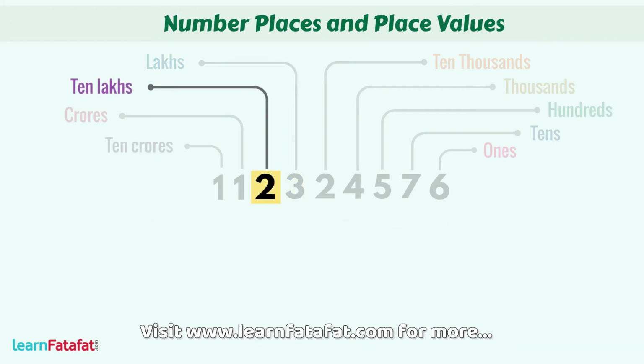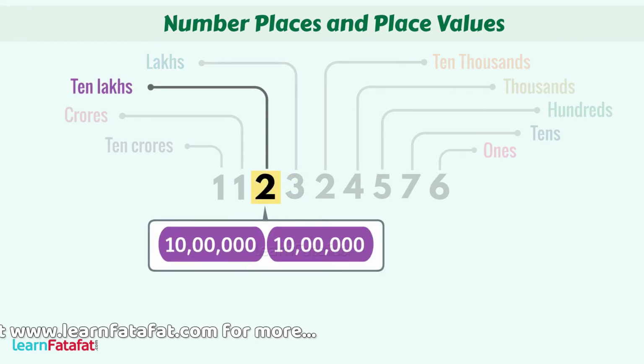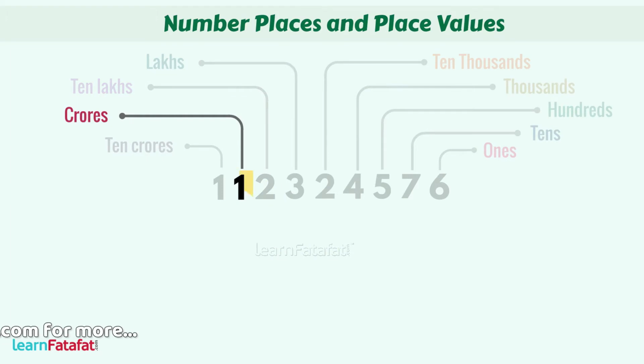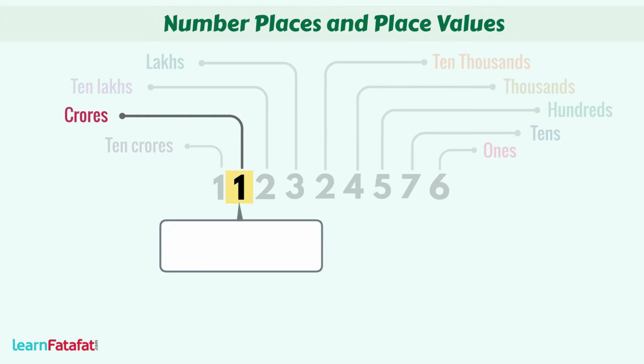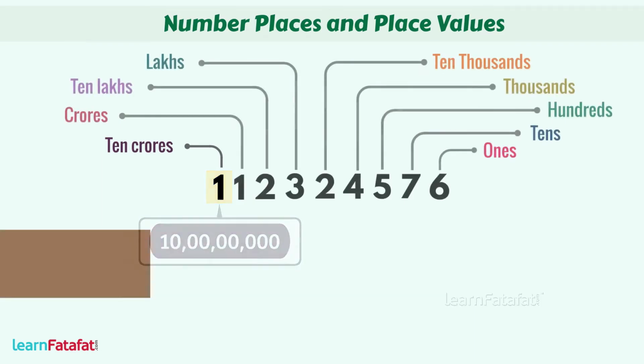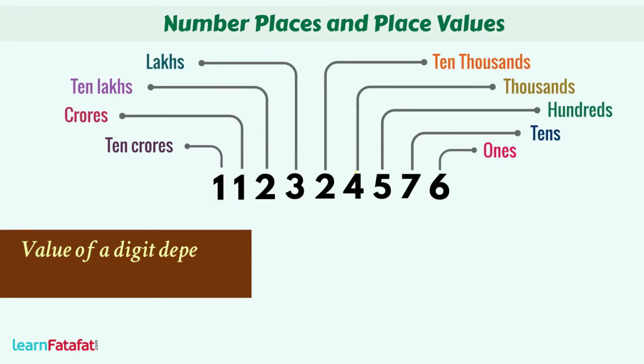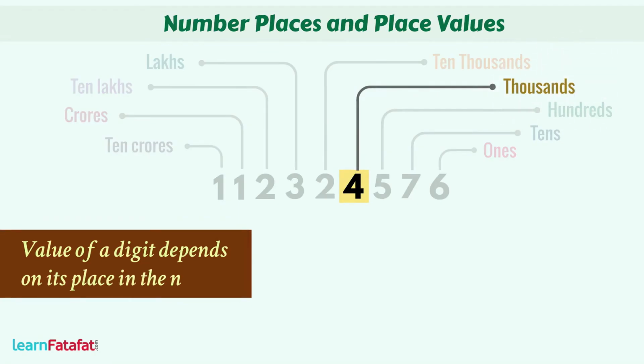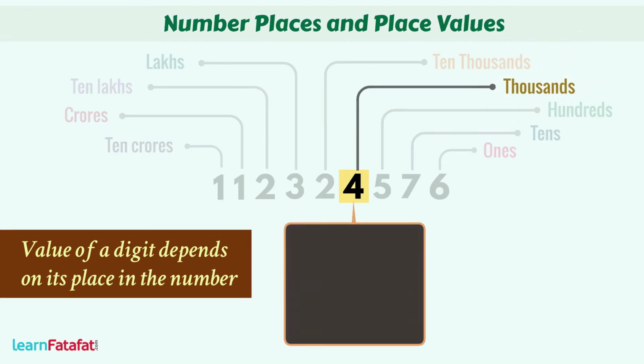A digit at the 10 lakhs place indicates groups of 10 lakh. A digit at the 1 crore place indicates groups of 1 crore. A digit at the 10 crores place indicates groups of 10 crore. The value of a digit depends on its place or position in the number, which is calculated by the digit multiplied by the value of that place.